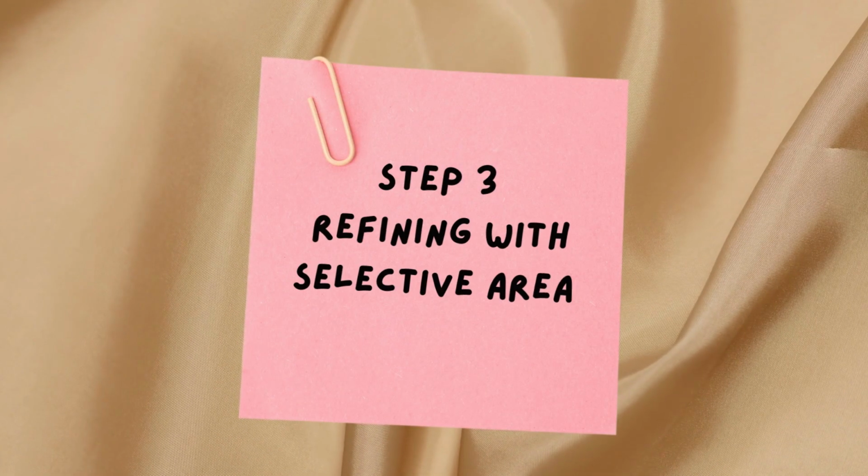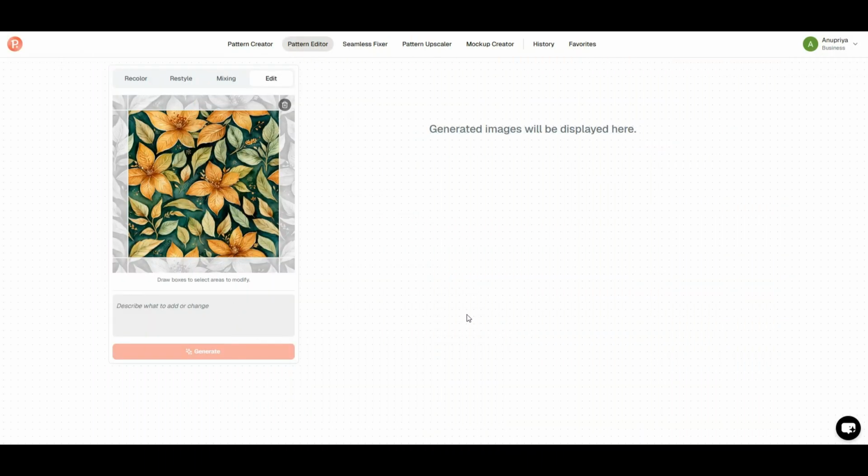Step 3. Refining with selective area editing. Okay, imagine you love your pattern but you want to change just one flower color. Do you really want to regenerate the whole thing? Nope. That would be a waste of time.